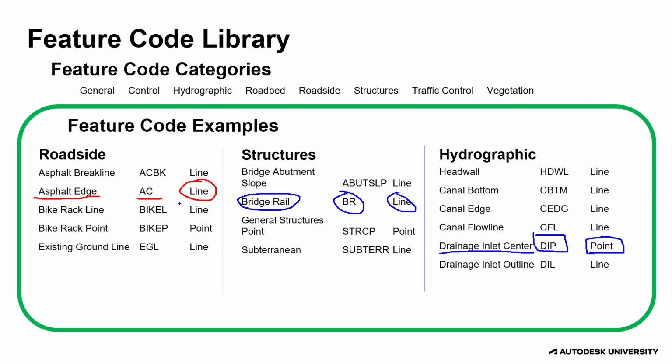So as a surveyor is collecting data, they can put it in a feature code category. They can then add a feature code to it. And then as we go through, we'll see that they can add more attributes to it to indicate what it represents. So my existing ground line, I can determine if it's in dirt, pavement, vegetation, or grass.